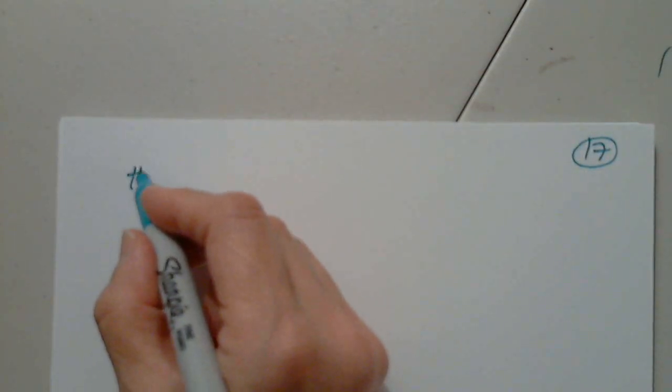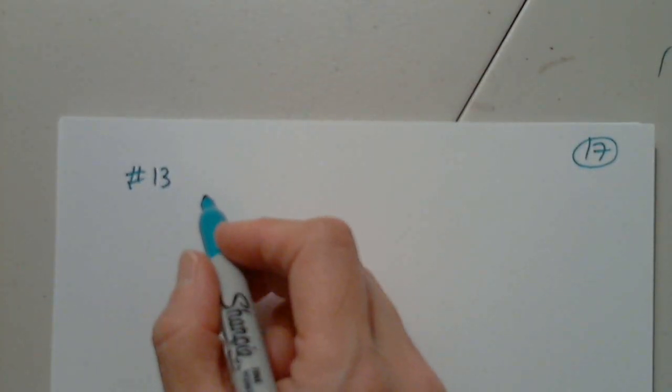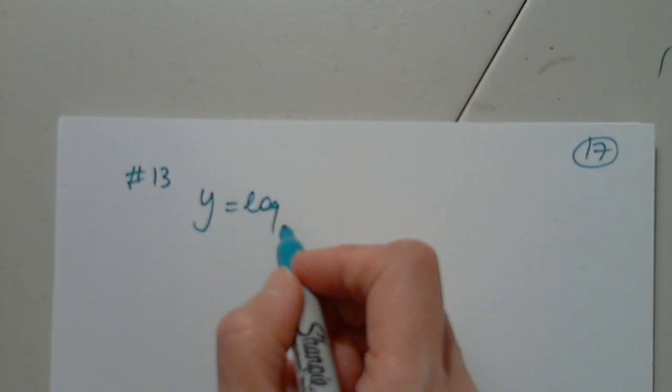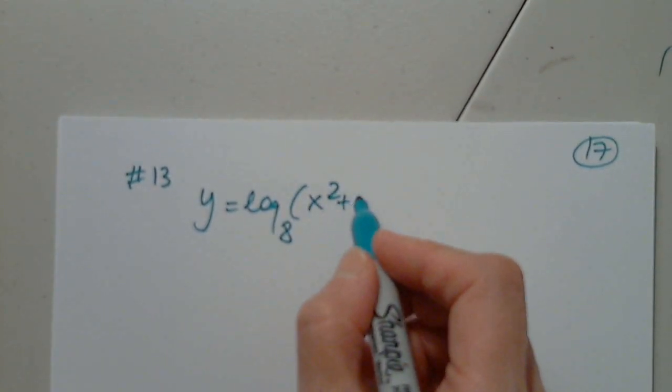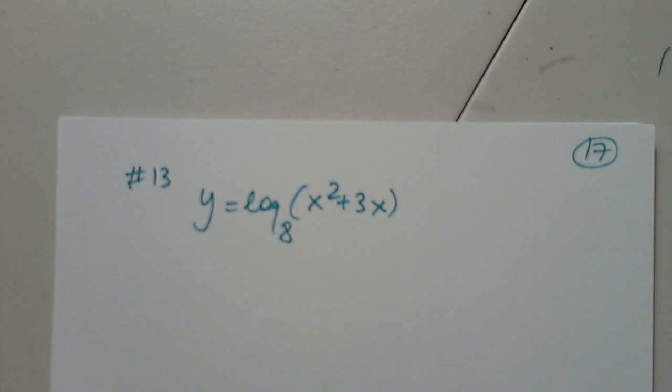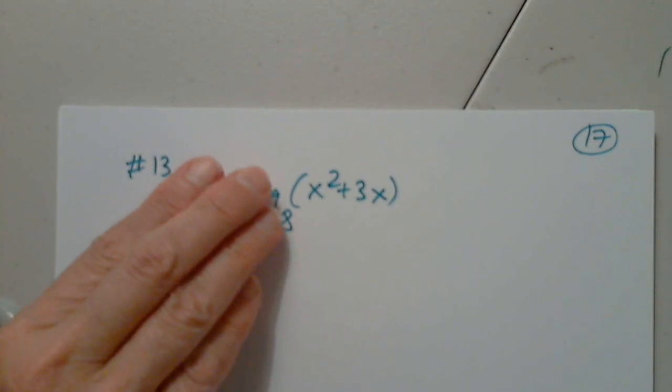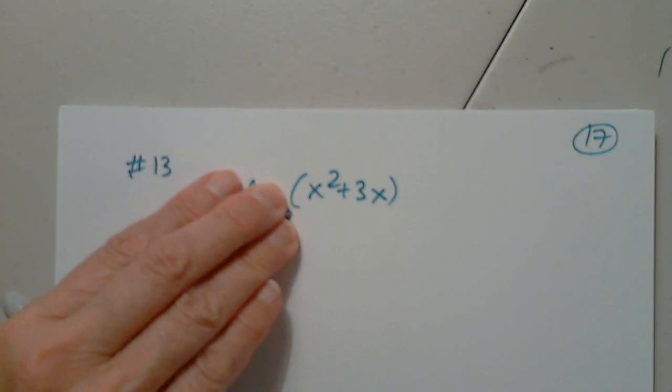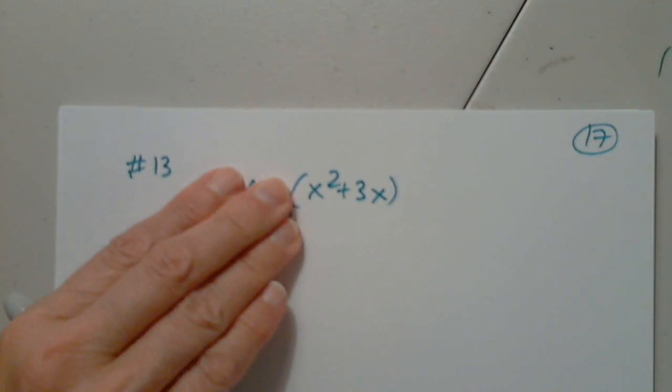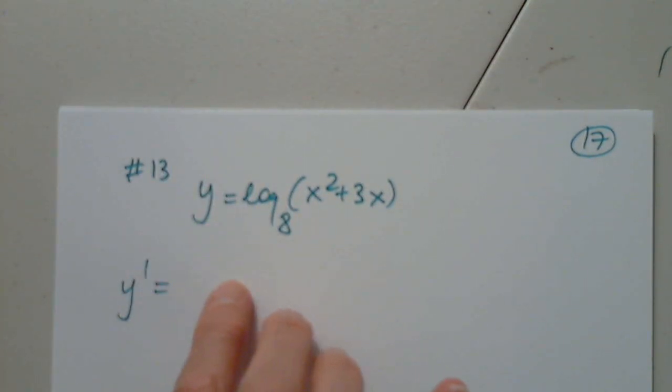So 13, we have y equals log base 8 of x squared plus 3x. And we want to differentiate this. So y prime equals, first you just apply, as if it's natural log. If it were natural log, what would you say? What would you tell me to write?